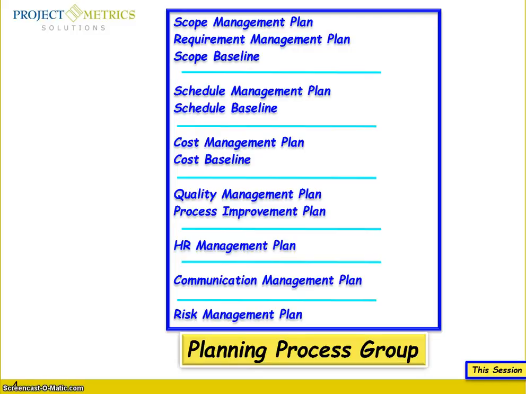And you need an individual or human resource to accomplish your projects, so you need a plan for that. Then you need to communicate with your team members, sponsor, and stakeholders, so you need a communication management plan. And if anything can go right, it might go wrong, so you need a risk management plan. All these are under the planning process group.